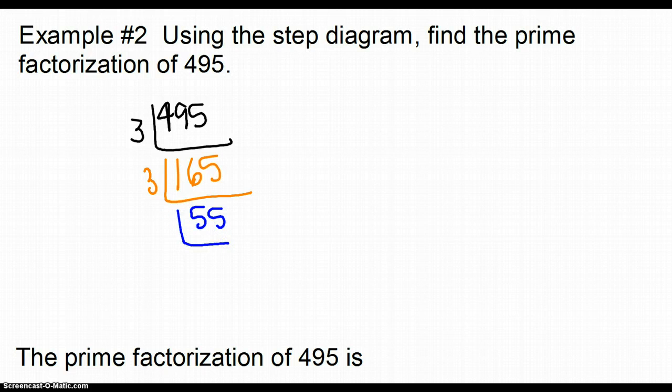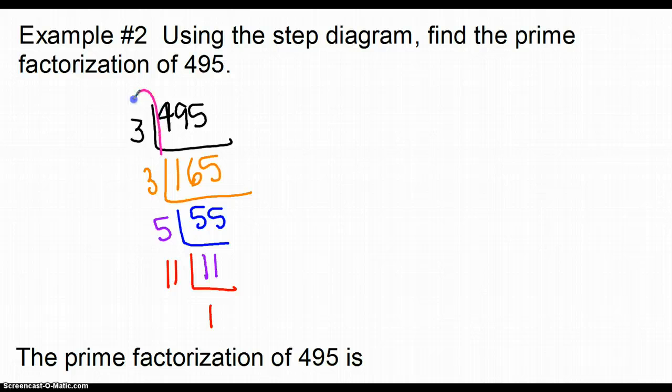Then I ask myself what number goes into 55, and that's an easy one. That is 5. Then I'm left with 11. And 11 is a prime number. 11 divided by 11 is 1, and I am finished.